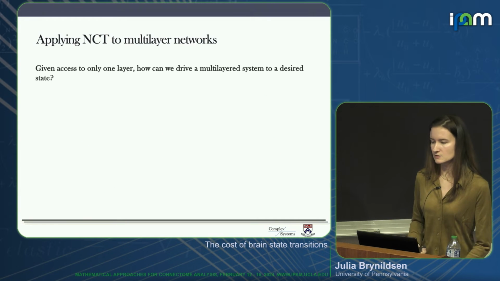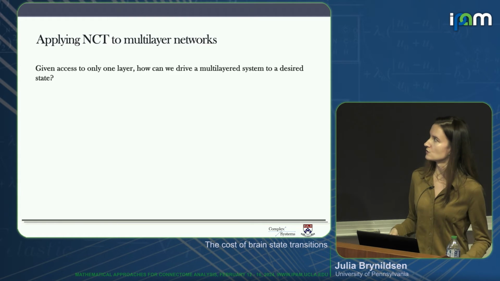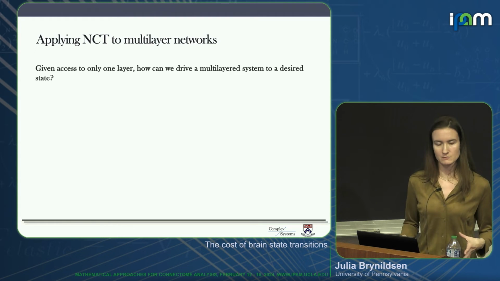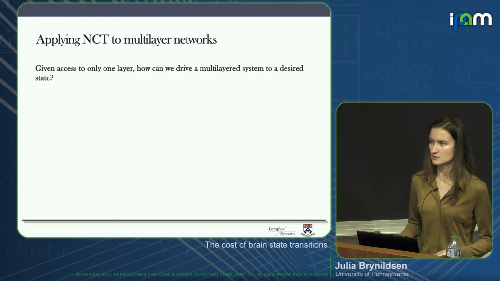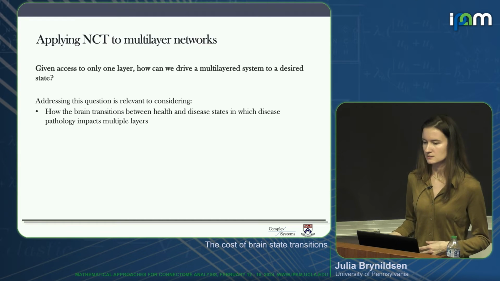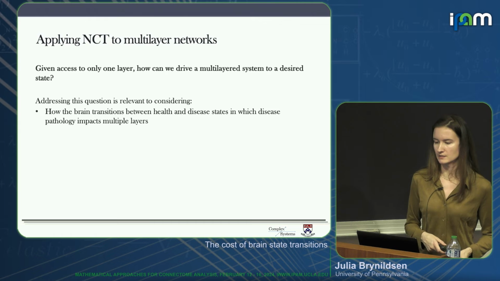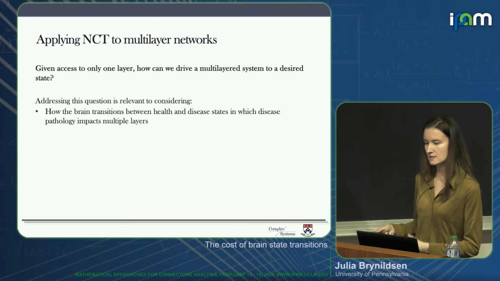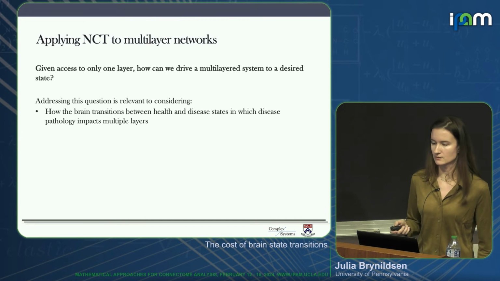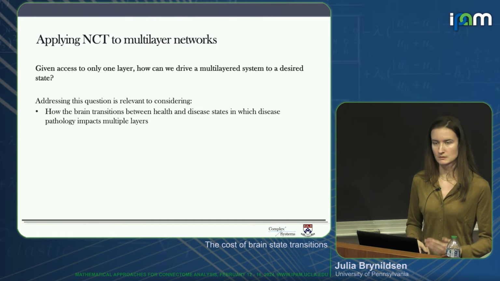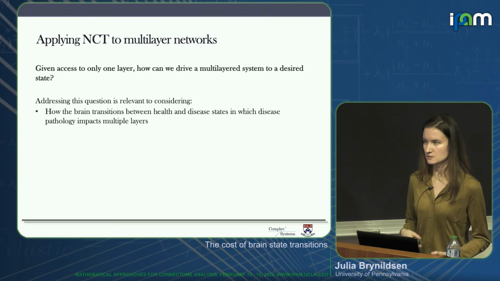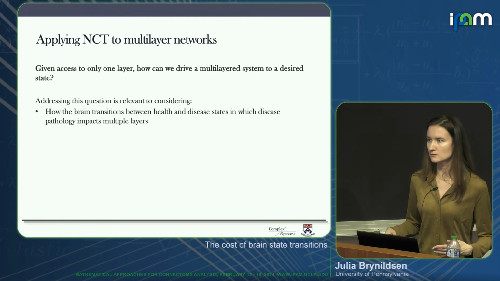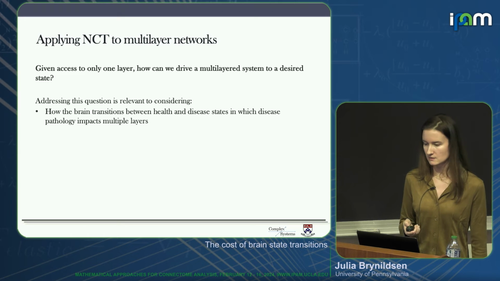So we'd like to understand how we can apply network control theory to drive a multi-layered representation of the brain from one state to another. And this question is particularly relevant to thinking about how the brain transitions between health and disordered states in which maybe disease pathology impacts multiple layers. For instance, we see changes both at the molecular level and at the level of neural activity.